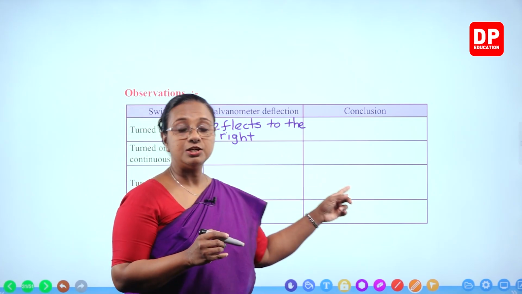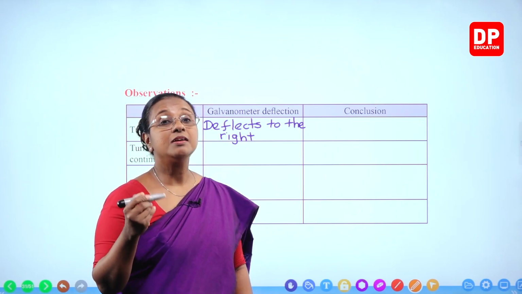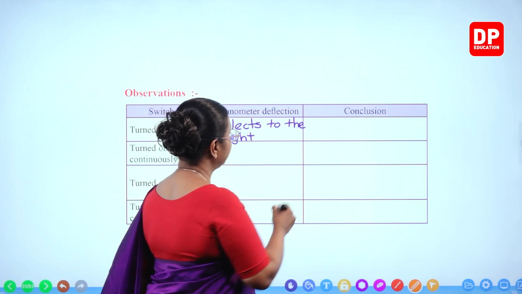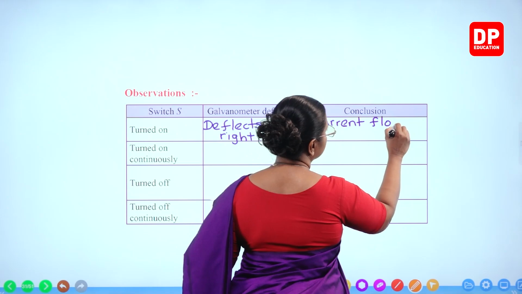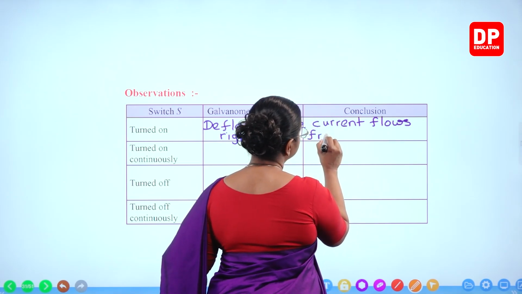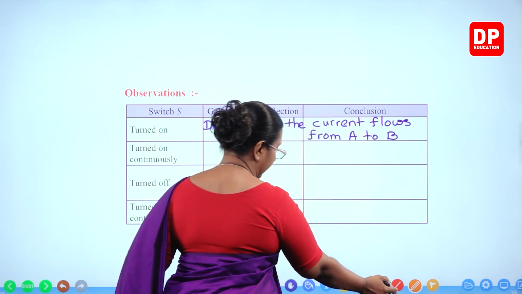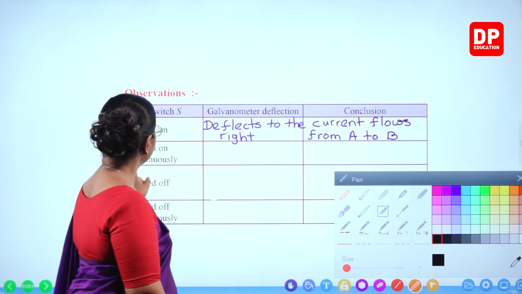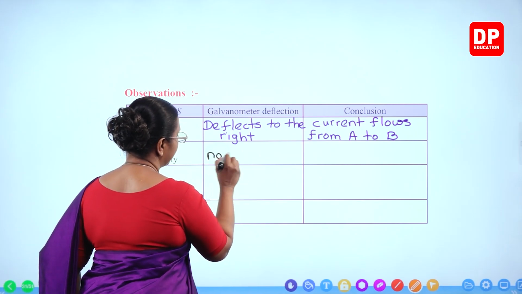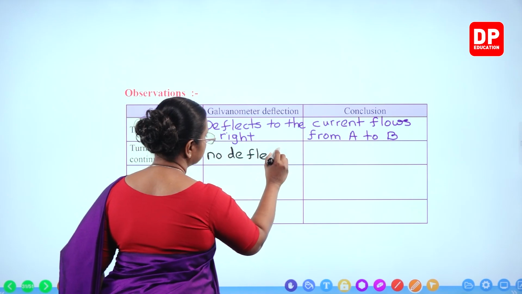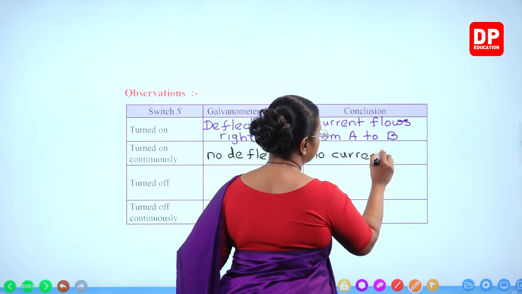From that, what did we conclude? You can remember I had the table that was given in your textbook. So there you can remember current flows from A to B. Then, when you keep the switch turned on continuously, what happens there? There is no deflection, no current flow.